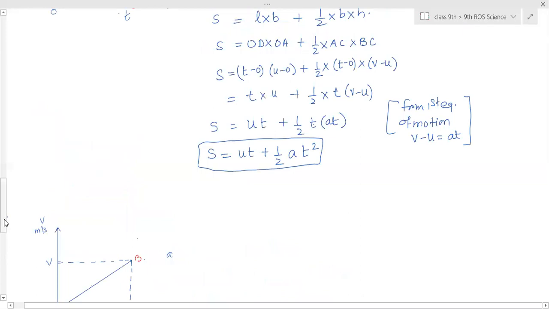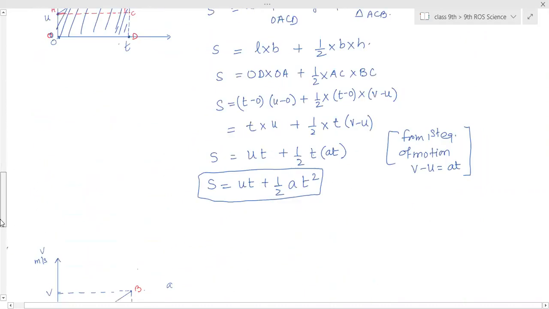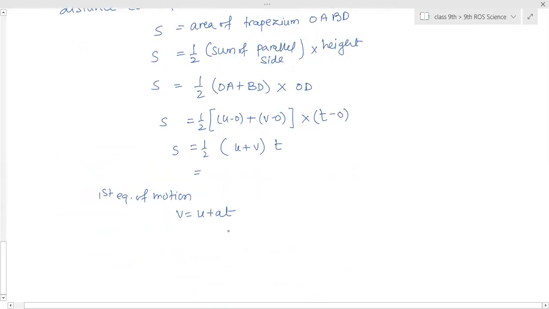The first equation of motion is V is equal to U plus AT, right? From this, find the value of T. So U will first shift to the left hand side. V minus U is equal to A into T. Now what is the value of T? A will go down as a division. T is V minus U by A. So this value of T we have to substitute in the above equation.